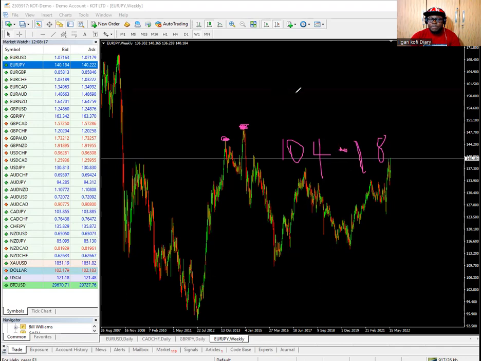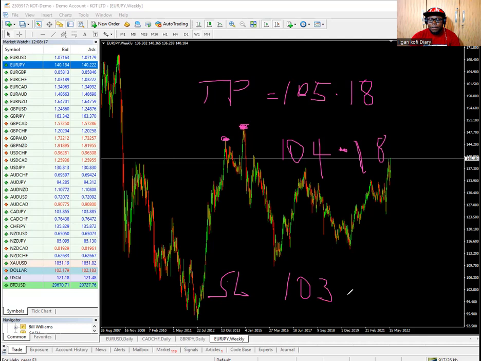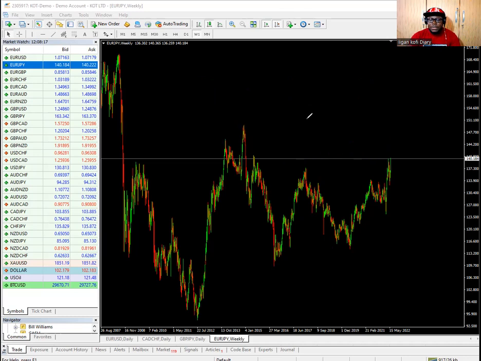So what is going to be our TP of 100 pips? That's going to be 105.18. And what is going to be our stop loss? Our stop loss is going to be 103.18. So this is going to be both our TP and stop loss. So Euro JPY, we are also looking at what? A buy.